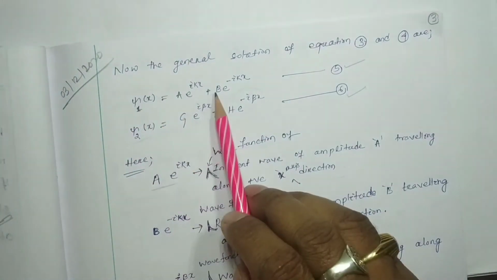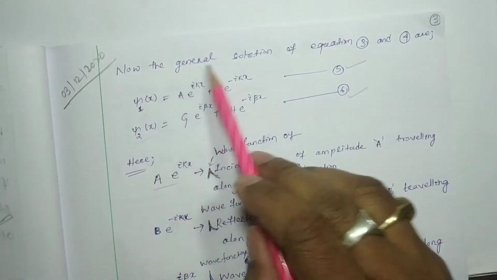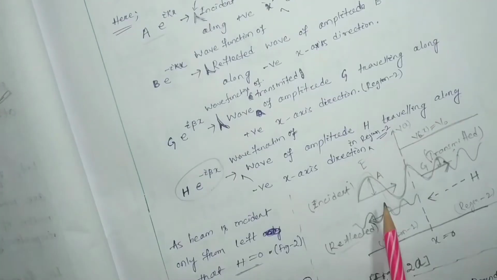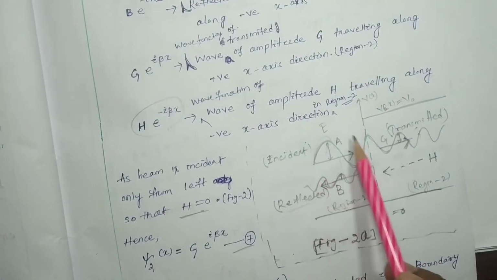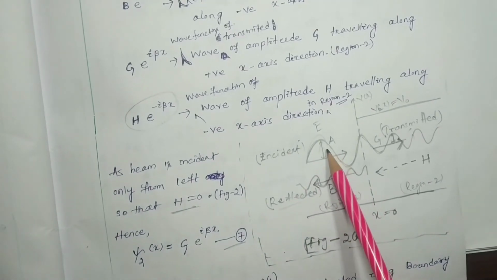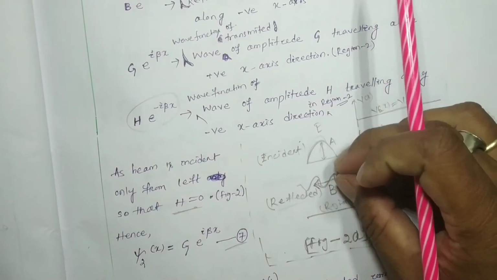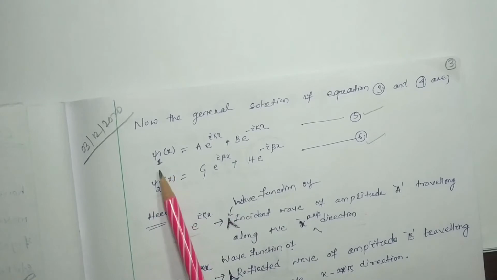See, here psi 1 is the full wave function of the particle in region 1. In region 1, the net wave function, incident and reflected wave, if I consider the resultant of this incident and reflected, then that will be nothing but psi 1.